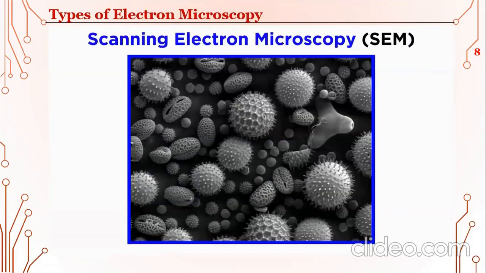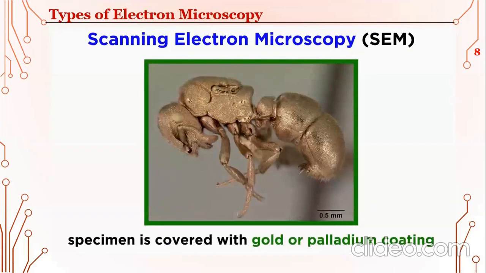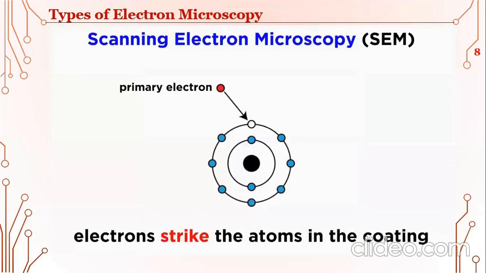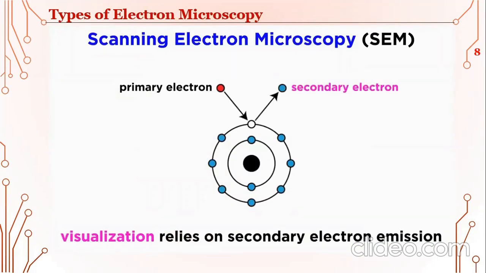The second type of electron microscopy is scanning electron microscopy, or SEM. With SEM, specimens are coated with vaporized gold or palladium ions, because when electrons come into contact with this coating, they cause atoms on the surface of the specimen to emit electrons. These emitted electrons are called secondary electrons, and these are what SEMs use to visualize their specimen.